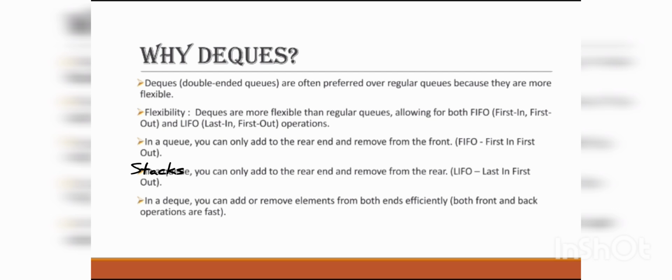In a queue, you can only add to the rear end and remove from the front. First in first out operation. In a stack, you can only add to the rear and remove from the rear. Last in first out operation. In a dequeue, you can add or remove elements from both ends efficiently. Both front and back operations are fast.